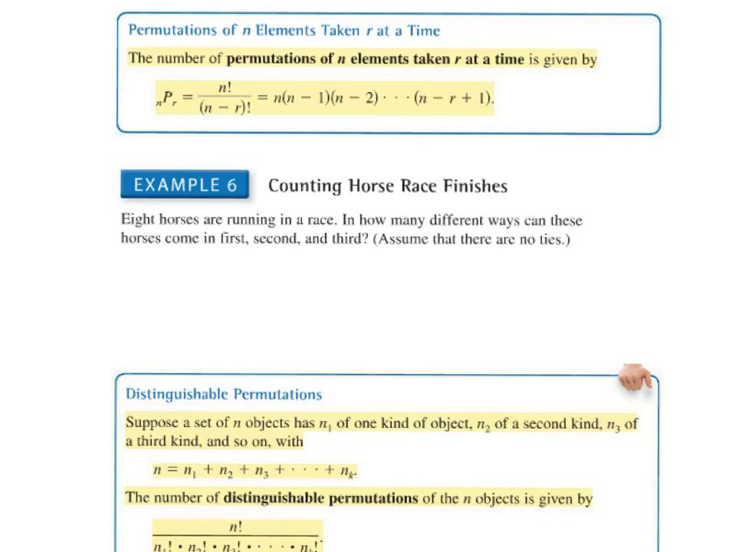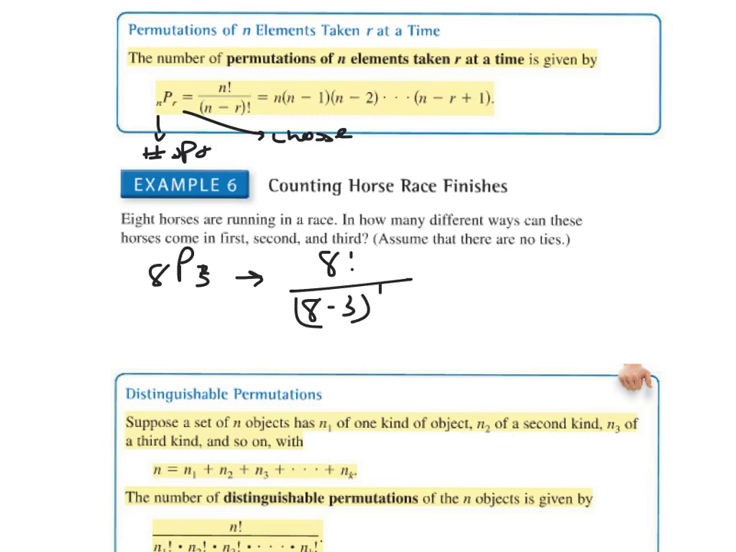So what you end up plugging in is your formula. Technically you could just do 8 times 7 times 6 to think about the places. Or you could say, I want 8 horses, but I'm only choosing 3 of them, to actually get prizes. So you would say it's 8 factorial if you plug in the formula. This is your number of options. This is how many you're choosing. So if we have 8 and we're choosing 3, that's 8P3. You do 8 factorial over 8 minus 3 factorial.